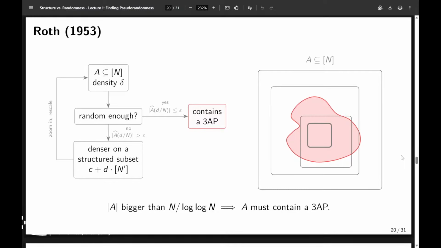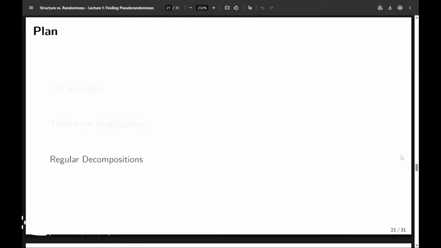Any other questions? Great. Okay, so now time for the last part of the talk. We're going to talk about algorithms. So we saw one algorithm in a sense.